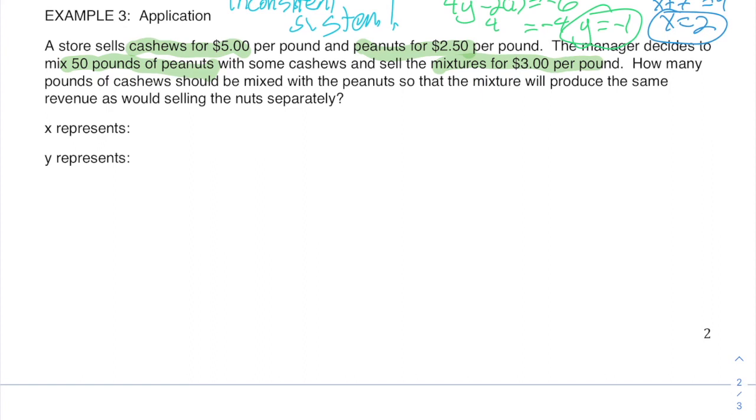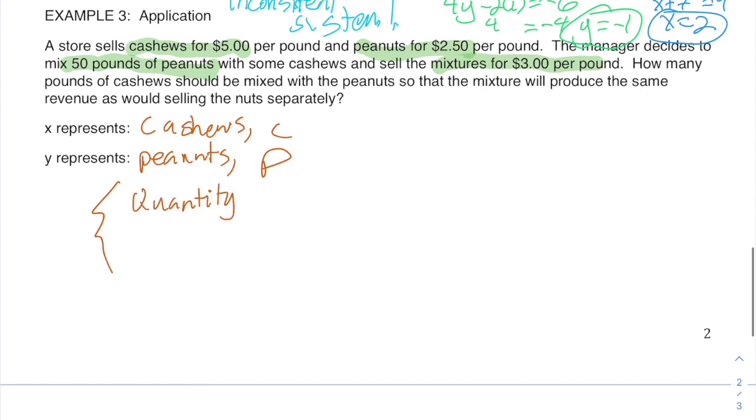So X is going to be the cashews. We'll call it C. Y is going to be the peanuts. We'll call it P. So now if we look at the pounds and usually when we do these kind of problems, there's a quantity equation and there's like a money or a value equation. So the quantity equation is how much of each. So I actually know that there's 50 pounds of peanuts. So it's cashews plus 50 pounds of peanuts is equal to M, the mixture that we don't know because we don't know the total.